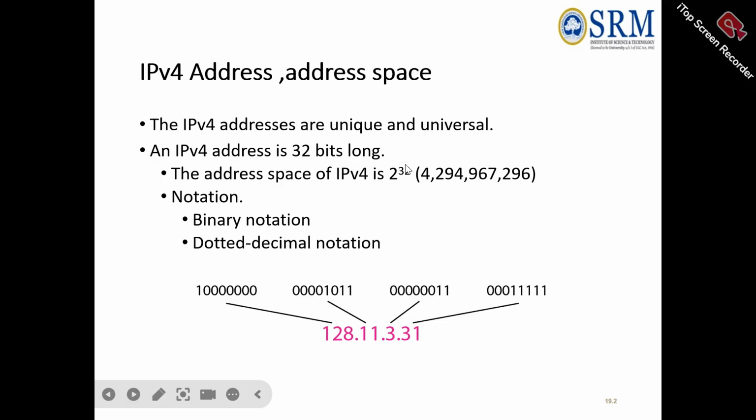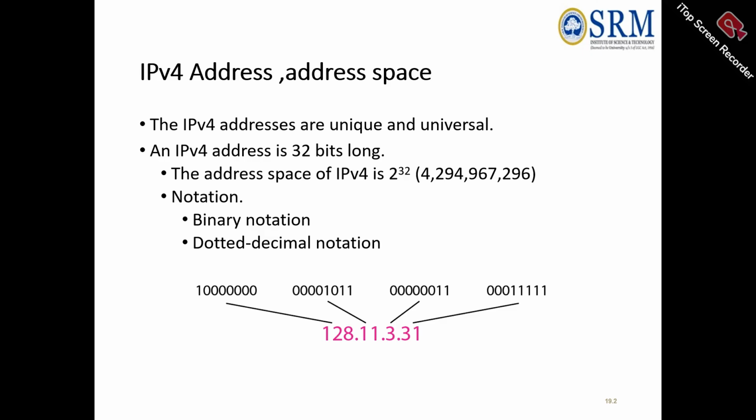2 to the power 32 is approximately 4.29 billion combinations. That means we can assign 4.29 billion systems to the network. So this is the total address space of IPv4.